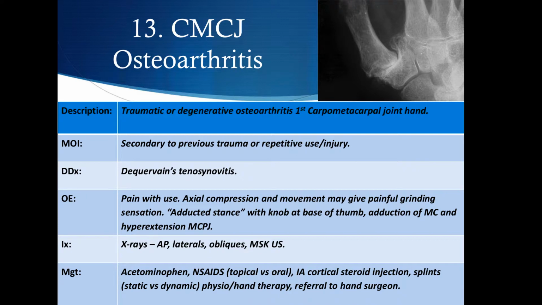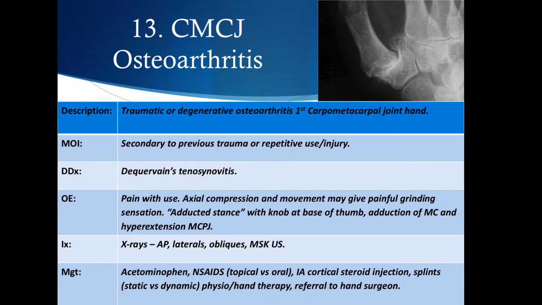There is pain with use, and with axial compression and movement, patients may notice a grinding sensation. The deformity of the hand is described as an adducted stance with a knob at the base of the thumb, and adduction of the metacarpal and hyperextension of the MCPJ. Assessment of the joint degeneration and deformity can be accomplished with the usual x-ray views.